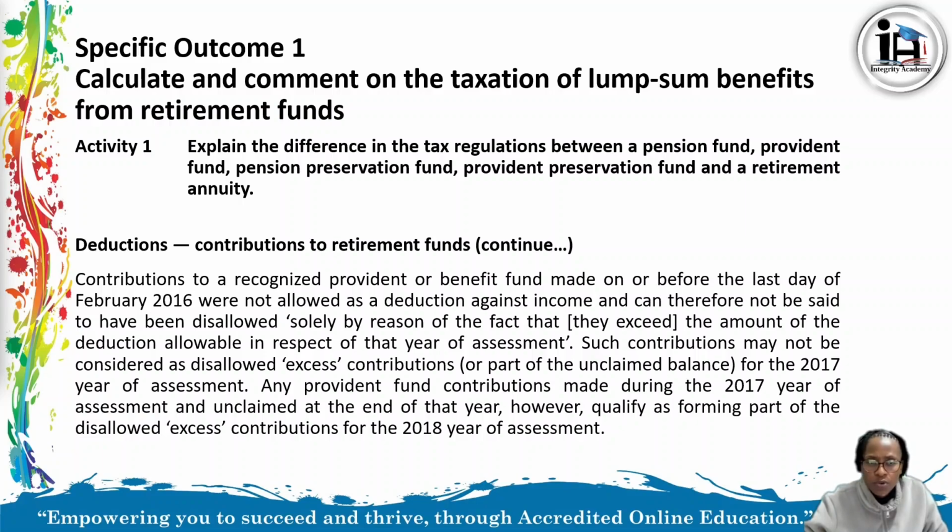Such contributions may not be considered as disallowed excess contributions as part of the unclaimed balance for the 2017 year of assessment. Any provident fund contributions made during the 2017 year of assessment and unclaimed at the end of that year, however, qualify as forming part of the disallowed excess contributions for the 2018 year of assessment.